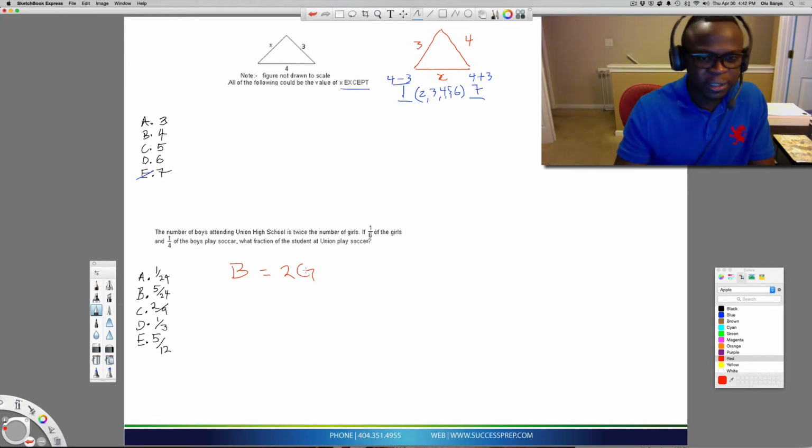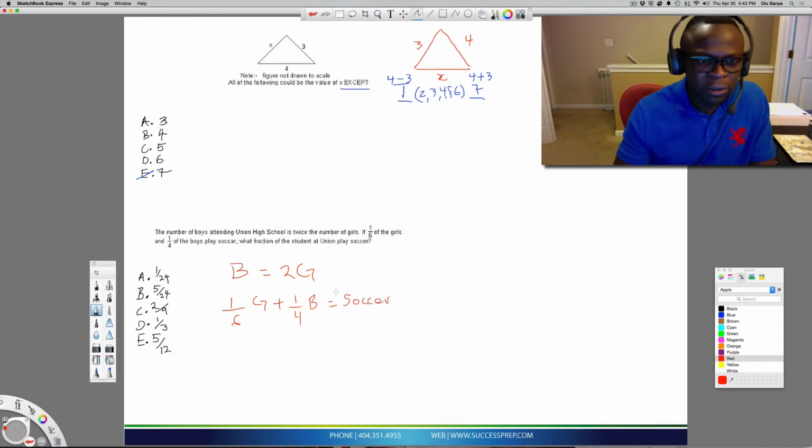The boys are bigger than the girls in terms of the number of them. So I'm going to start with the bigger one. I'm going to say the boys is twice the girls, so it allows me to write b is equal to 2g. Then the other equation says that 1/6 of the girls and 1/4 of the boys play soccer. So that says 1/6 of the girls plus 1/4 of the boys play soccer. These guys play soccer.